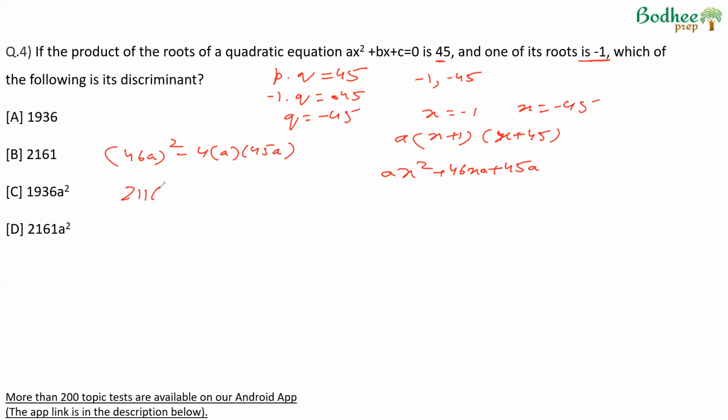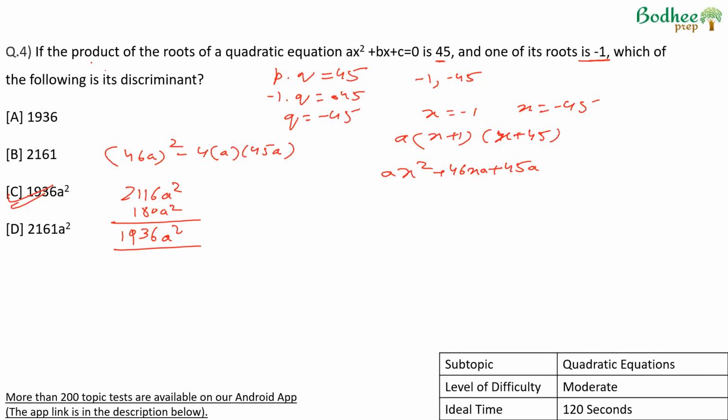So 2116 a square minus 4 into 45 is 180 a square, which will be 1936 a square. Option C becomes the answer. That becomes the discriminant. Again, the a could be a problem in this question, and therefore I'm saying moderate level of difficulty, about 2 minutes to solve, just to make sure that we fit a in the right place.